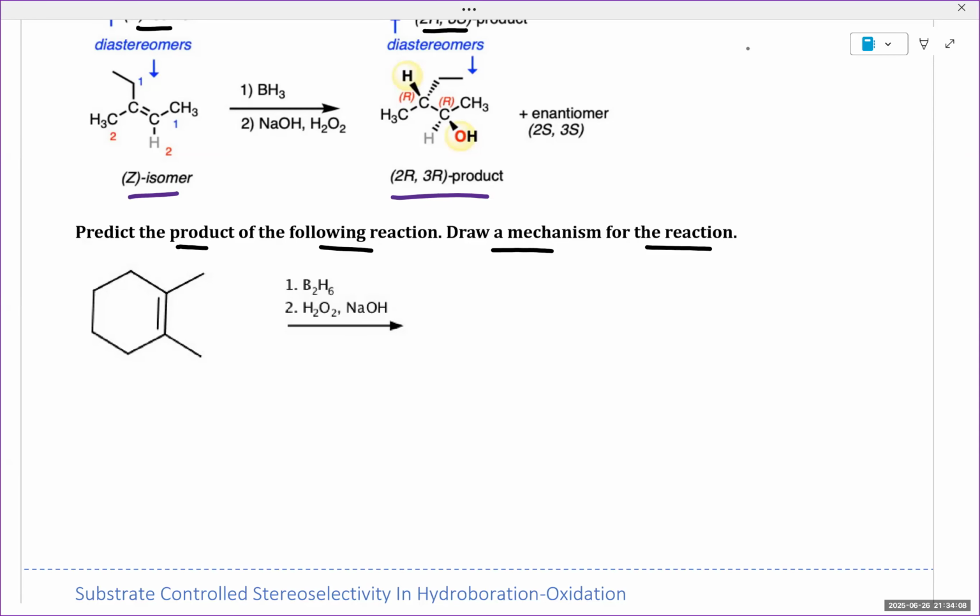To make this example a little bit more interesting, let's make this group a hydrogen and this group a methyl group. So I'd like you to tell me what's the product of this reaction, and let's draw a mechanism for this reaction. So pause the video and we'll work through and discuss this example momentarily.